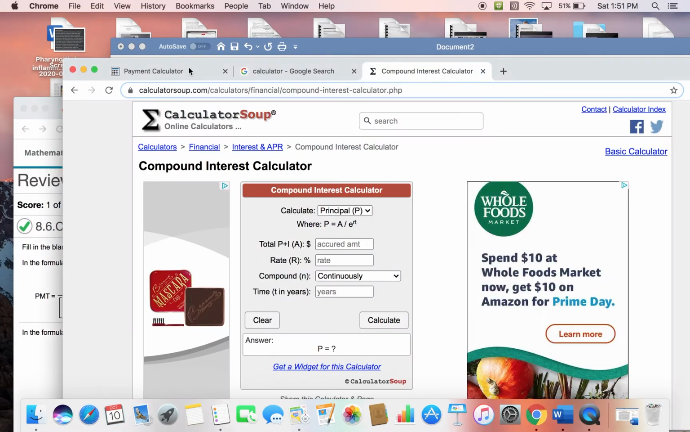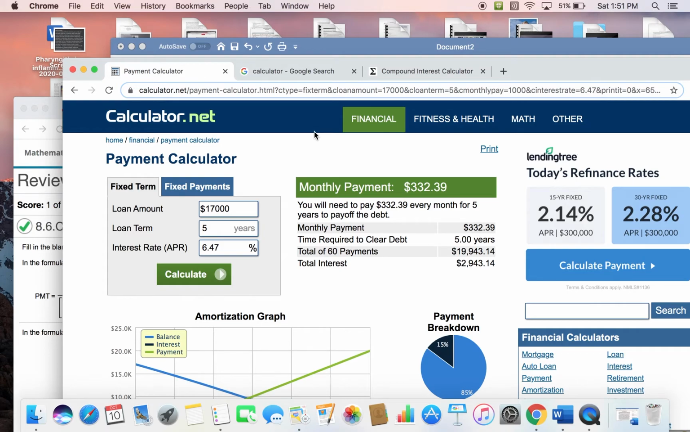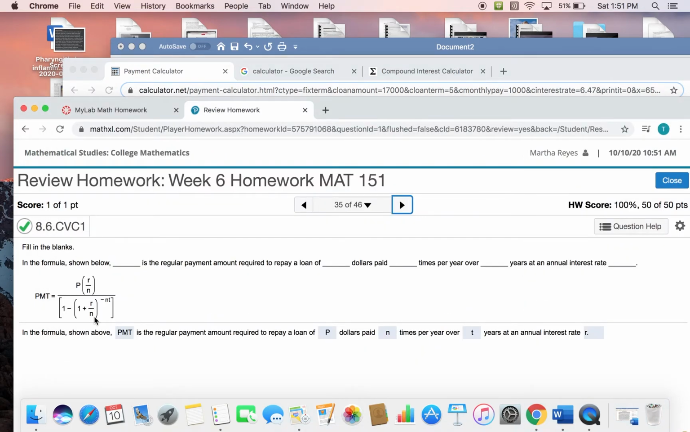So if you go over here, payment calculator, loan amount, loan term, interest rate. It's going to use exactly that equation, but you can also do it in a calculator. You just need to know N is the number of times per year, T is the time in years, R is the rate. Same exact thing, it's just more complicated because you have to do it in the right order.